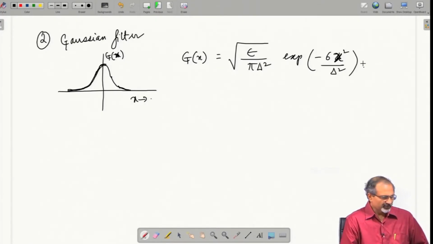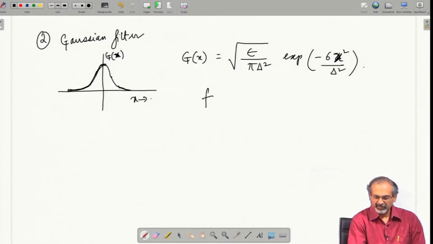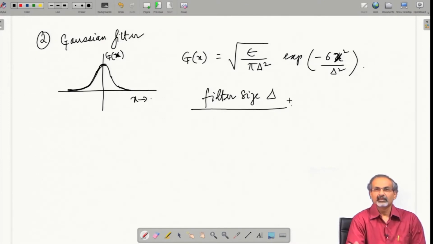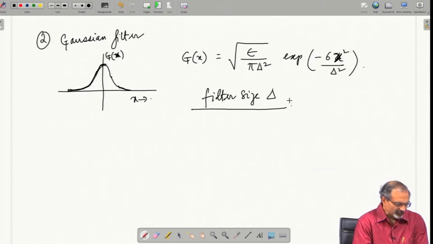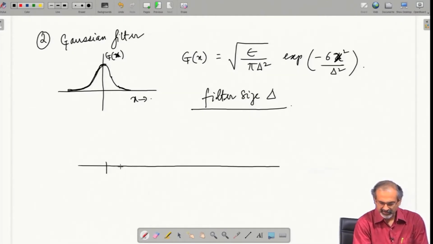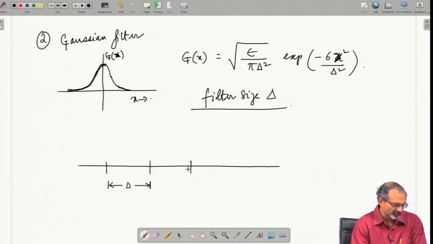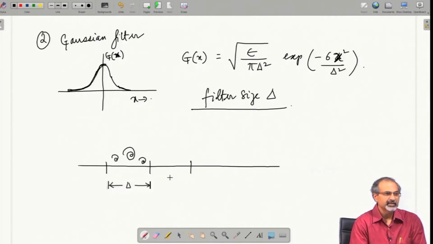Apart from the filter function, a very important thing that we need to keep in mind is the filter size delta. That means, on what width or what length scale we are applying the effect of the filter. How does it matter? Because it depends on the length scale that we are fixing for ourselves. So, if this is delta, the filter width that we are talking about, then any structure which goes below that filter width automatically gets filtered.